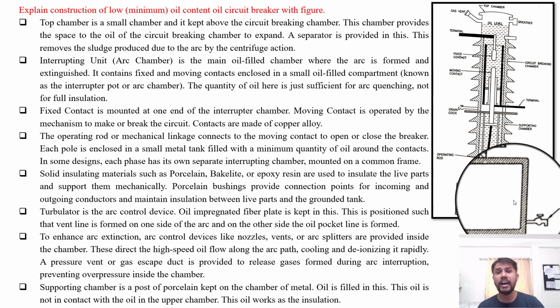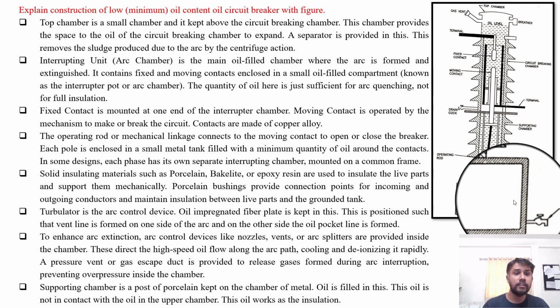The contacts are made of copper alloy. The operating rod or mechanical linkage connects to the moving contact to open or close the breaker. Each pole is enclosed in a small metal tank filled with a minimum quantity of oil around the contacts. In some designs, each phase has its own separate interrupting chamber mounted on a common frame.